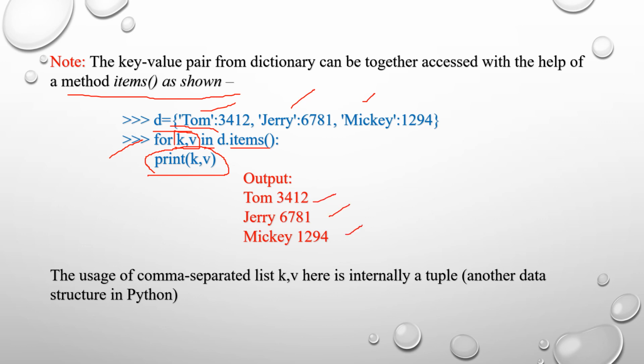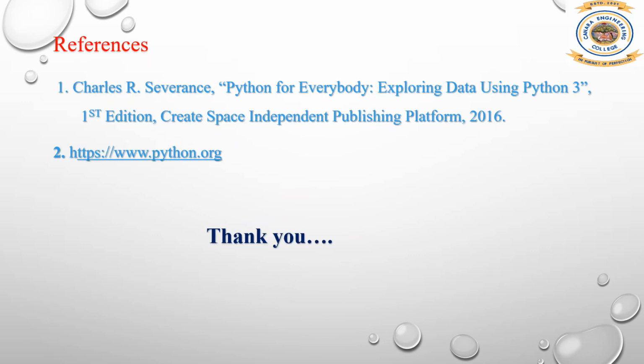The usage of the comma-separated list k comma v here is internally a tuple, another data structure in Python. So we will discuss it later. So this instruction, print k comma v, will print the items available in the dictionary. These are some references.